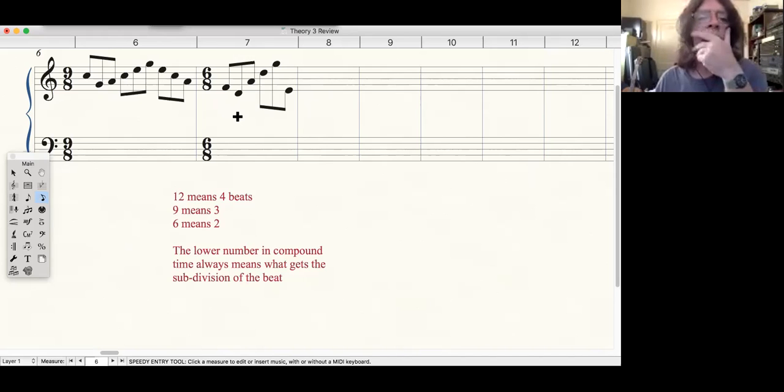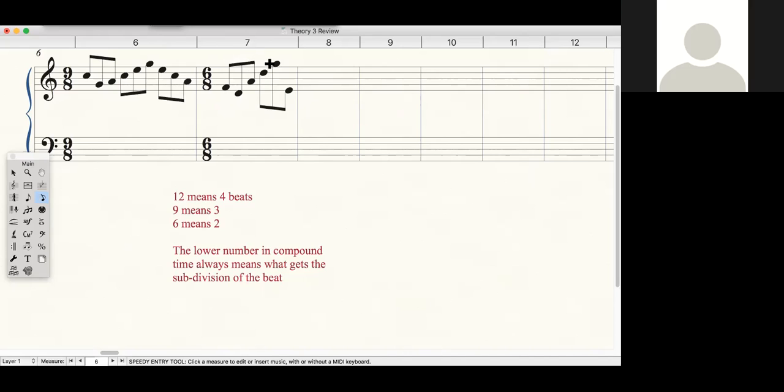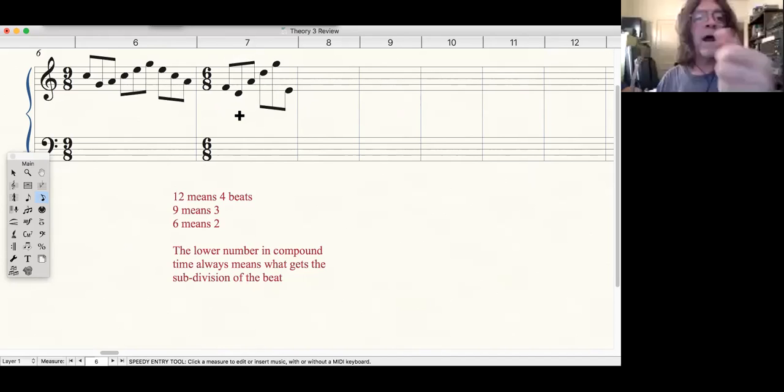All right, so there's 6/8. You can see there's 6 notes, 1, 2, 3, 4, 5, 6, but it's the subdivision. This counts 1 and, 2 and, so it'd be just one-and or two-and. Okay. That's right.